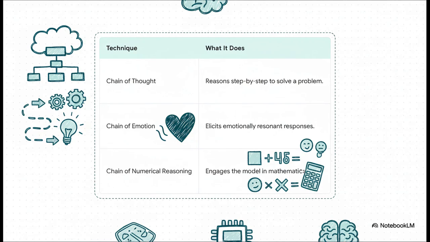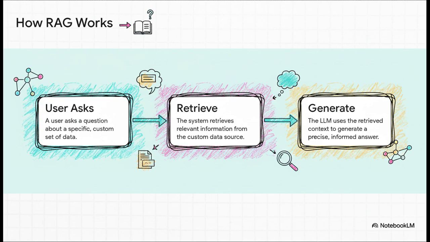And you can get incredibly creative with this stuff. You can use a chain of thought prompt that asks the model to literally think step by step. Or you could try a chain of emotion to get a more emotionally resonant response. There's even chain of numerical reasoning for math problems. Each one is like a different way of talking to the AI to get it to think in a specific way.